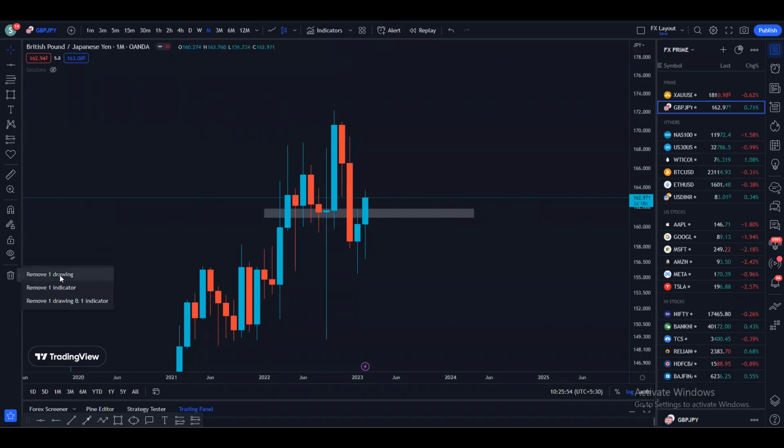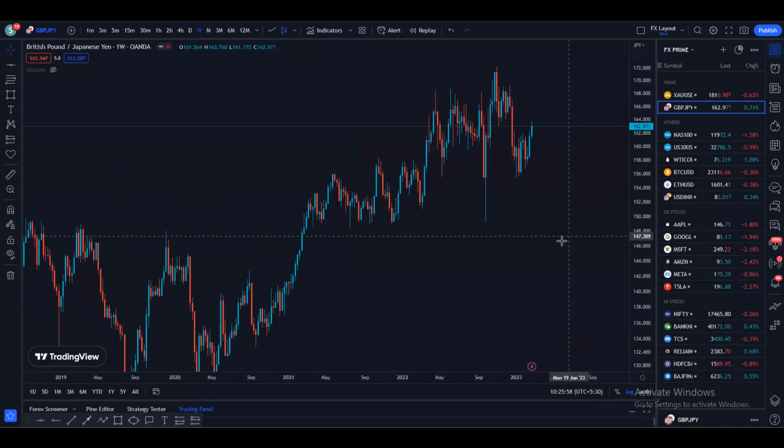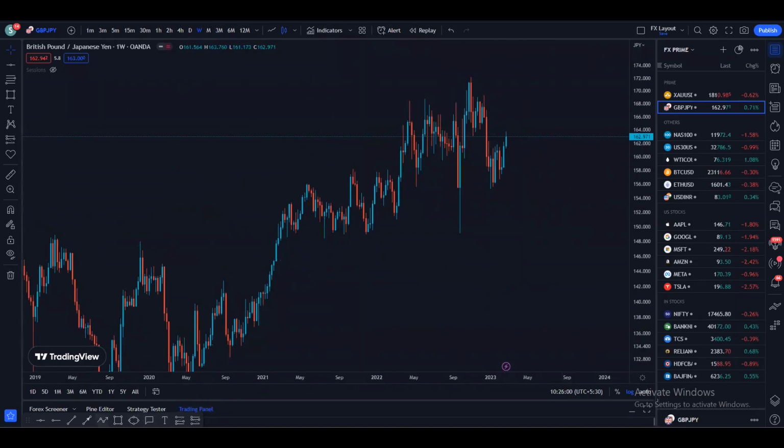Now to find out more detail, let's go to the weekly time frame. By looking at the weekly time frame, we can see the price looks pretty much bullish because we are making highs. So let's start from here. We have the high, low, high, high, high, low, high, high, high, low.